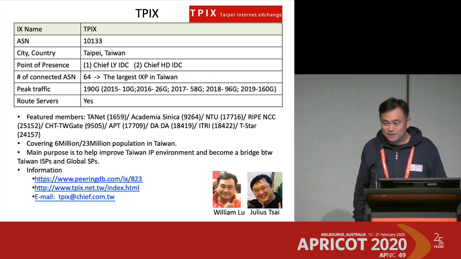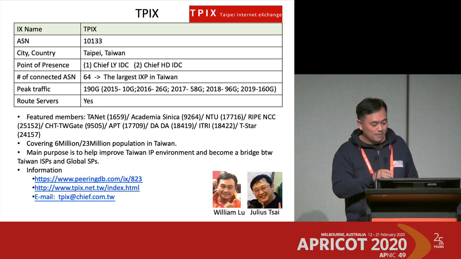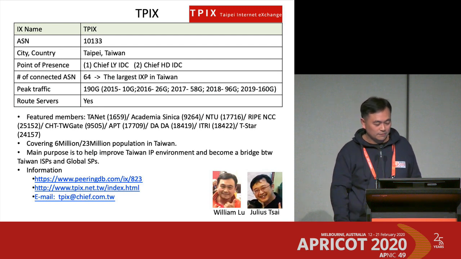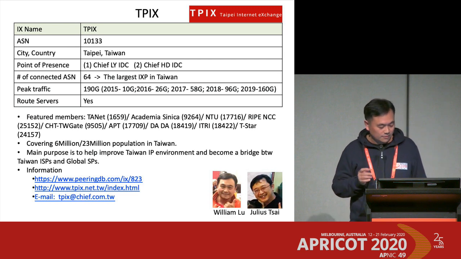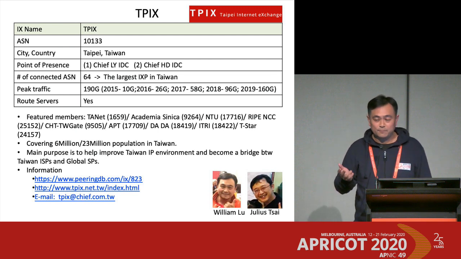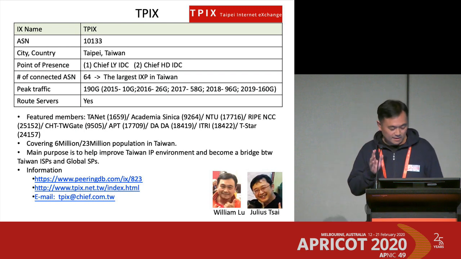Actually, I just introduced TPIX just now, so I'll just quickly say a few words. Right now, our members number about 64, and our peak traffic is 190 gig. We, of course, run a route server, and we are planning to expand outside of Taiwan, maybe to other cities of Taiwan, but that's still under planning. That's it, and welcome to Taiwan.